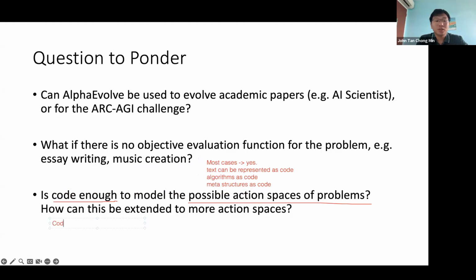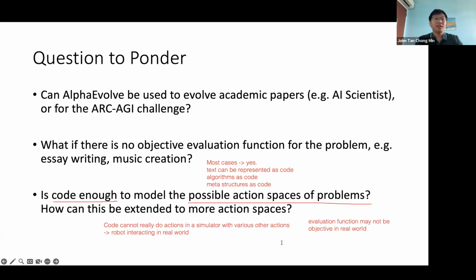But one thing that code cannot really do, okay, maybe it can, but cannot do natively, is actions in a simulator with various other actions. Maybe you can, by putting the simulator in your evaluation function. But what I'm talking about here is a robot interacting in the real world, where your evaluation function will depend on the people around you. Maybe in this case you can still represent the algorithm as code, because how the robot moves is actually code. It's more that the evaluation function itself may not be objective. So if you want to do this in embodied AI, an AlphaEvolve kind of thing may not really work. To answer my question on whether code is enough, I think yes, code is enough, but code-based evaluation may not be objective because it depends on the environment.